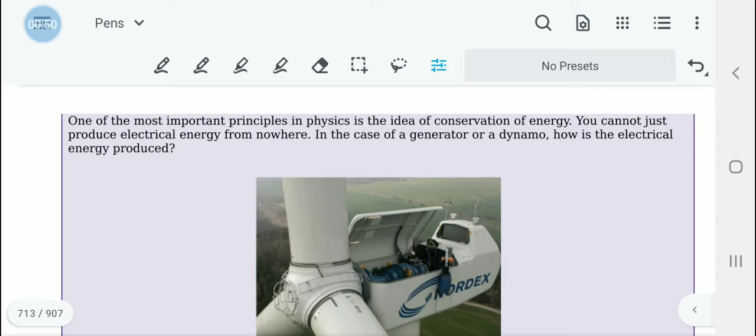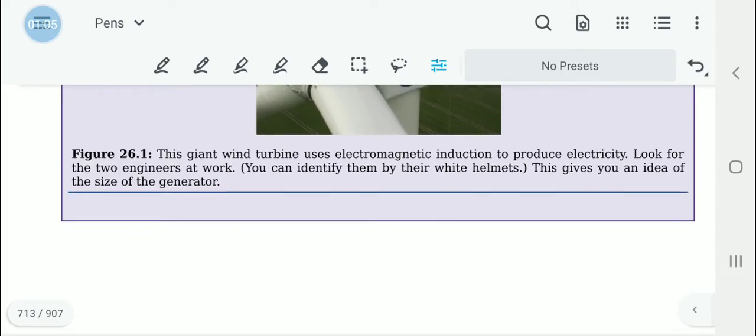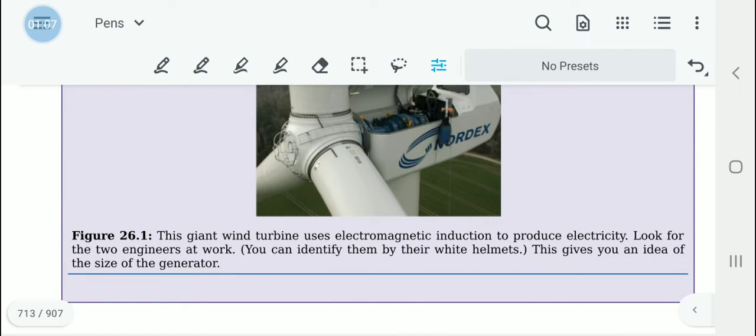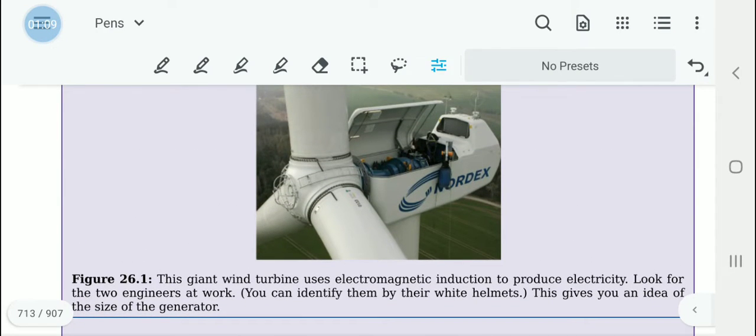Now in physics, the idea of conservation of energy is a very important part, because we cannot create energy out of nowhere. It has to be simply transformed from one form to another. In a situation where we need to produce electricity, how do we do that?